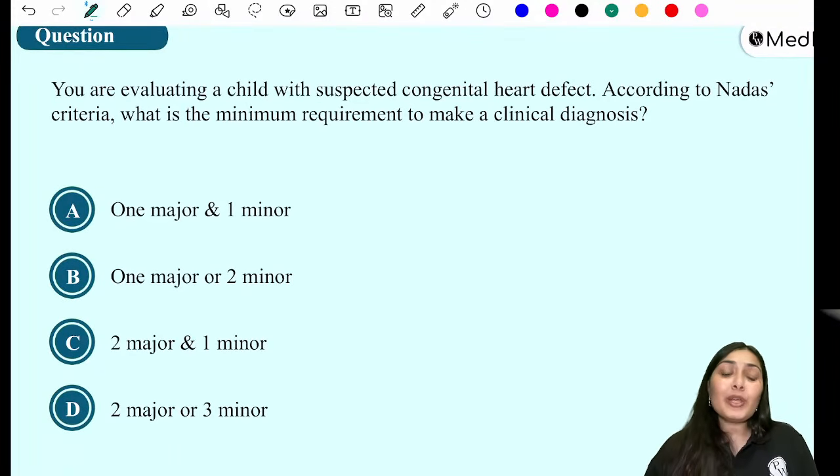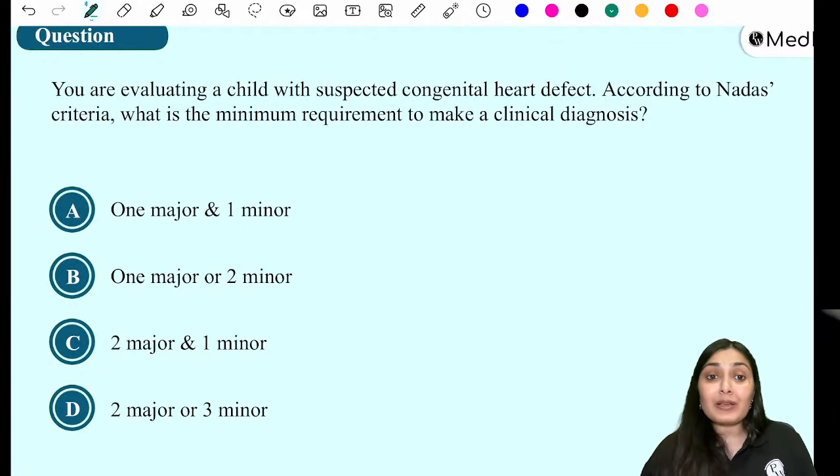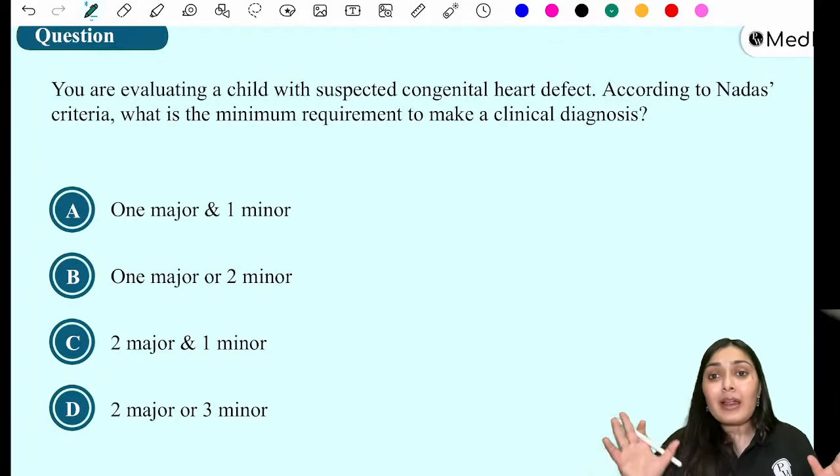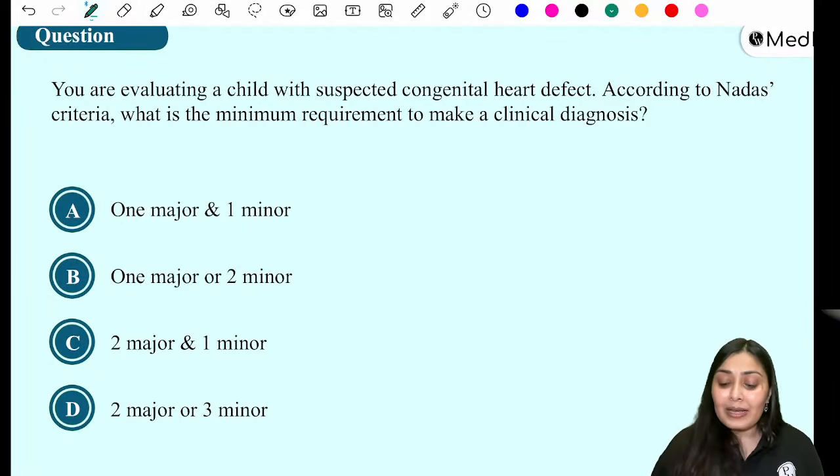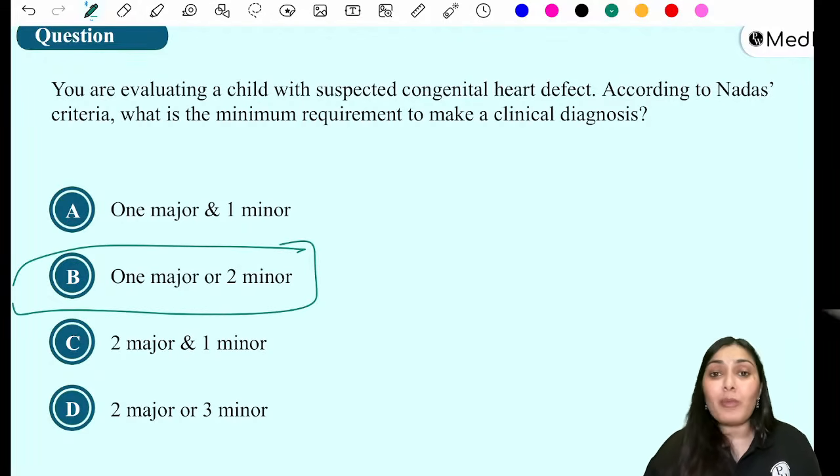So you are evaluating a child with suspected congenital heart defect. According to NADA's criteria, what is the minimum requirement to make a clinical diagnosis? 1 major, 1 minor. 1 major or 2 minor, 2 major and 1 minor, 2 major or 3 minor. So usually what all criteria do we read? We usually have 1 major criteria and along with that 2 minor criteria or 1 minor criteria. NADA's criteria is the only criteria that has 1 major or 2 minor.